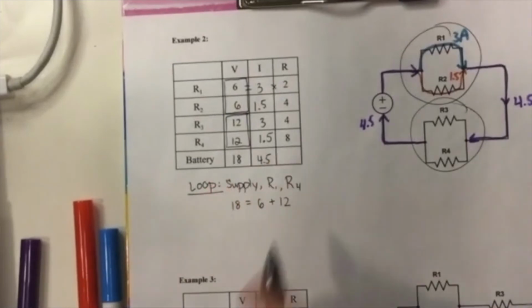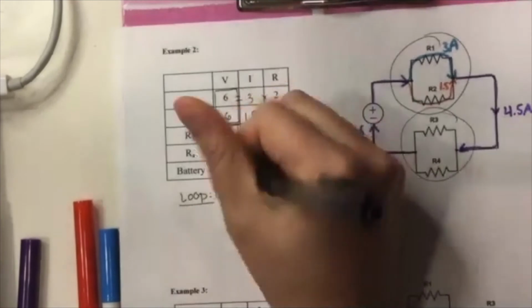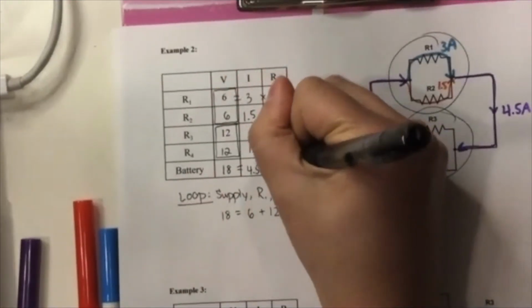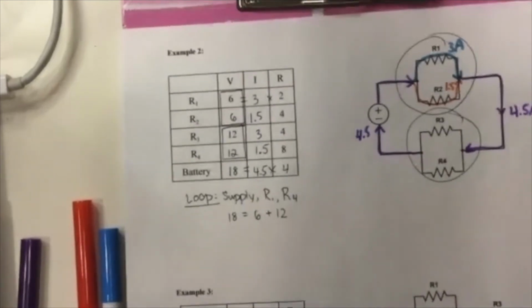Across the last row then to get the equivalent resistance. And until next week, the only way we're going to be able to calculate equivalent resistance is to divide across this row. 4.5 times 4 is equal to 18. Next week, I'll show you a different way to calculate equivalent resistance.